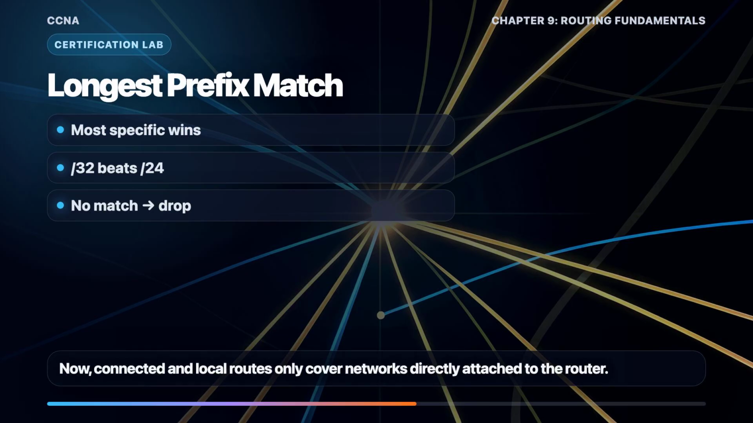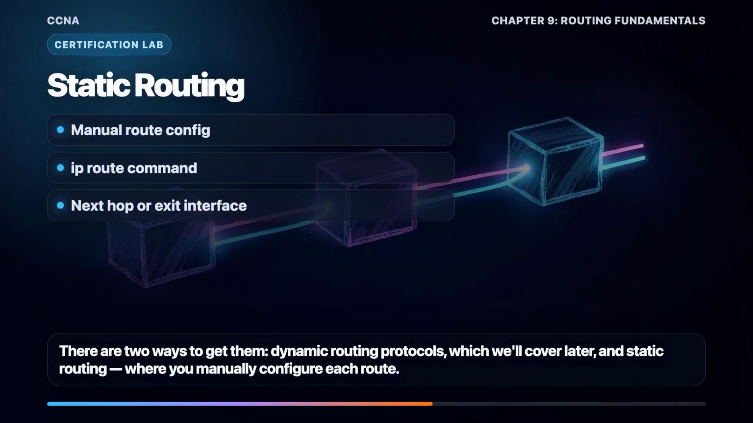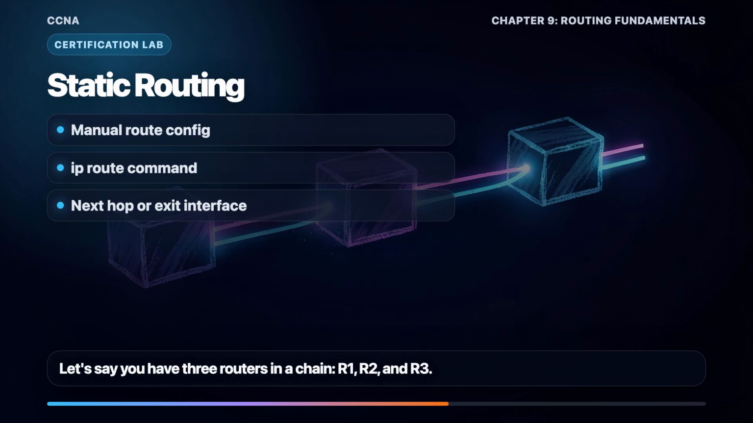Now, connected and local routes only cover networks directly attached to the router. To reach remote networks, the router needs more routes. There are two ways to get them: dynamic routing protocols, which we'll cover later, and static routing, where you manually configure each route. Let's say you have 3 routers in a chain: R1, R2, and R3. PC1 is connected to R1, and PC3 is connected to R3. R1 doesn't know about PC3's network. It will drop the packet.